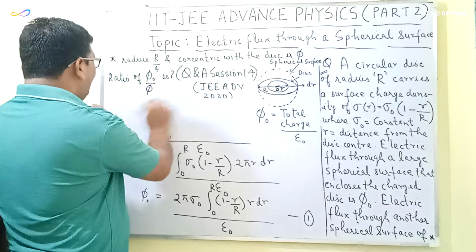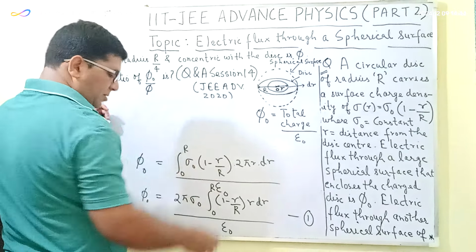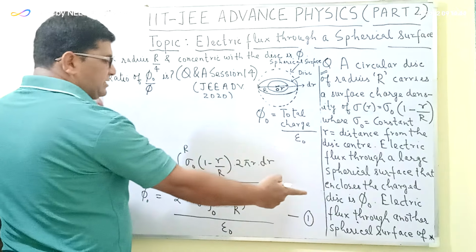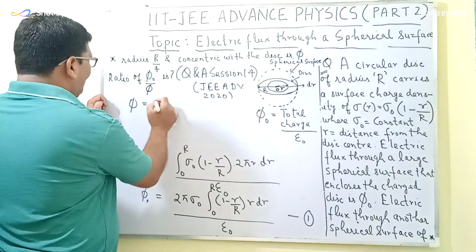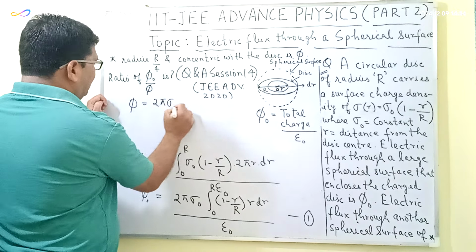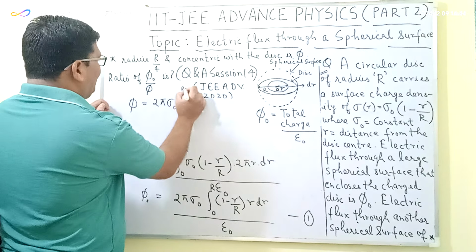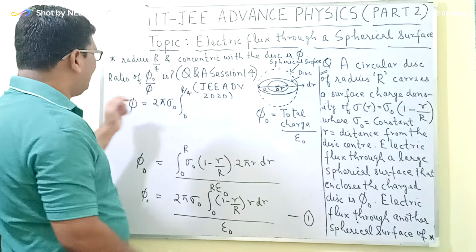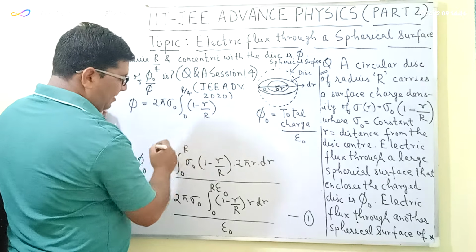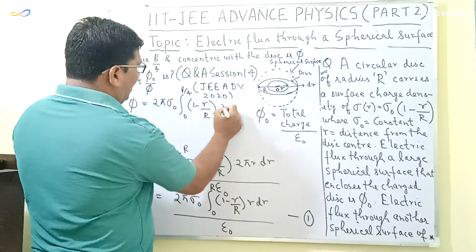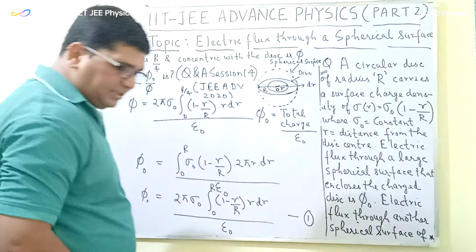Similarly, we can also find the flux through another spherical surface of radius R by 4. So that is equal to phi. So this will be equal to 2 pi sigma naught, everything will remain the same except the limits of integration, 0 to R by 4, because the radius of this spherical surface is R by 4, and this will be equal to the integral of 1 minus r by R, r dr divided by epsilon naught. So this is another equation which we have got.